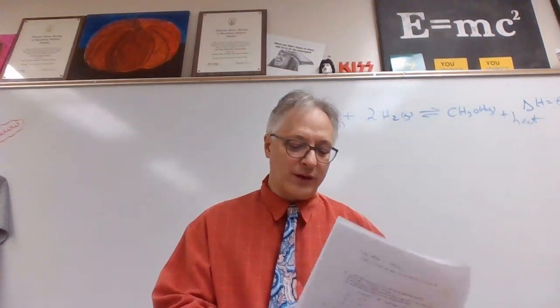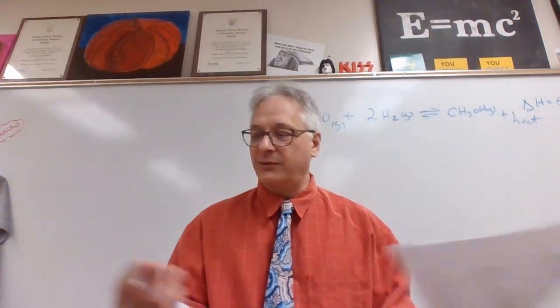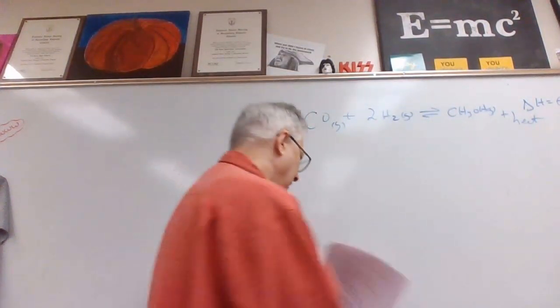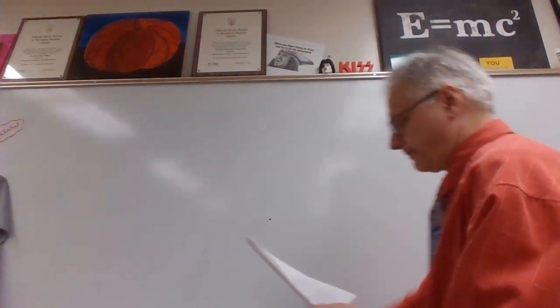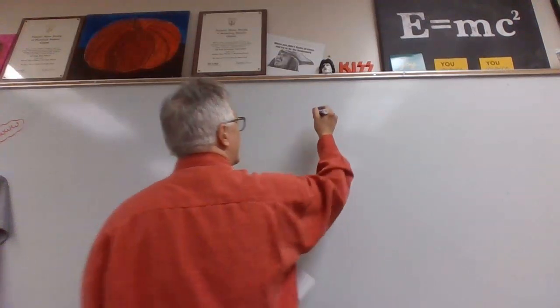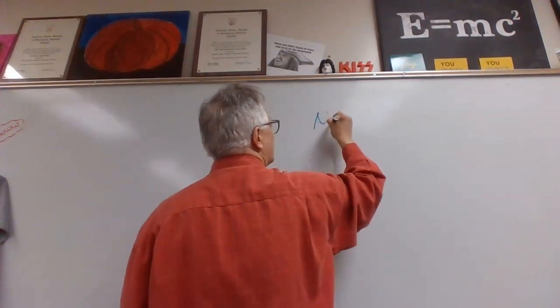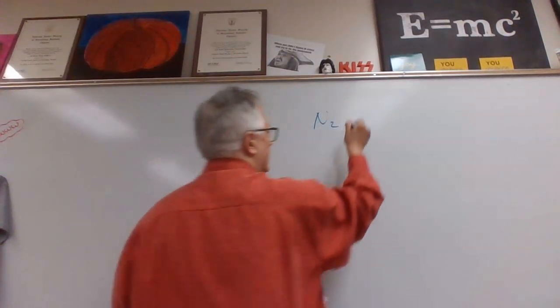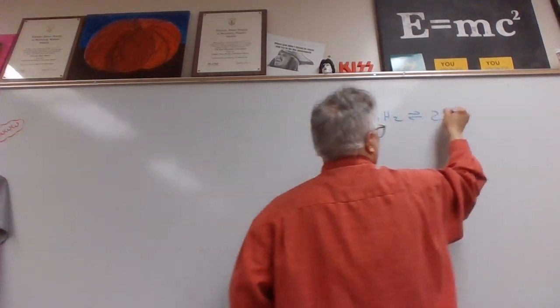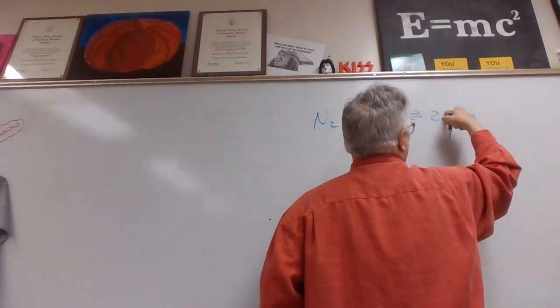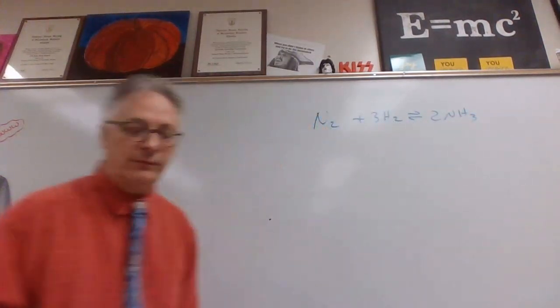This last one, I don't know if you want me to go through all of them. We could just go through one of them because they're all the same. This is Q versus K. We have our reaction for ammonia. By now, you should be able to write this reaction by heart. We've been talking about this reaction forever.